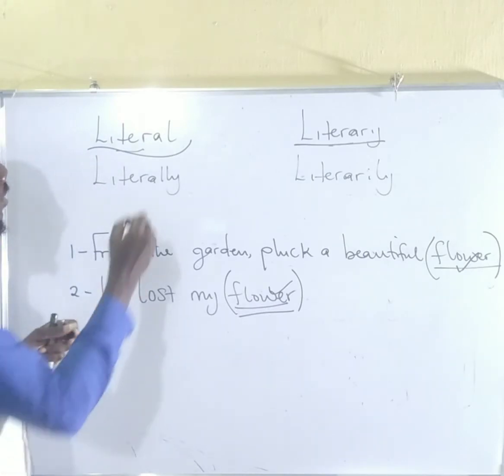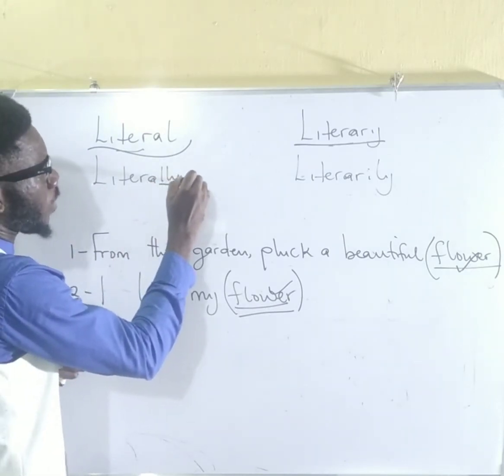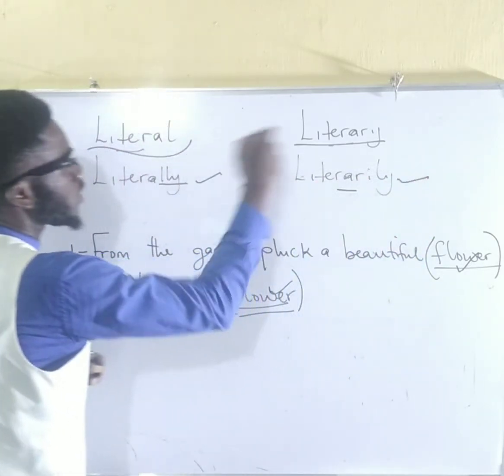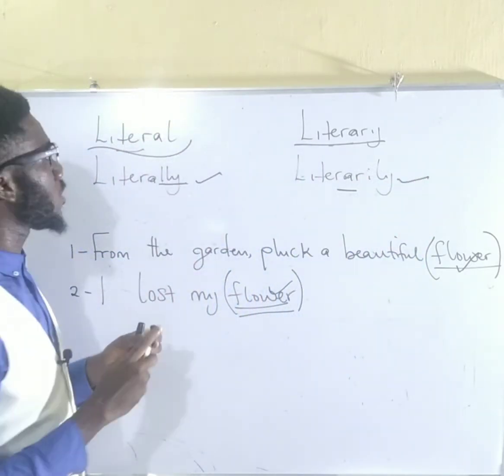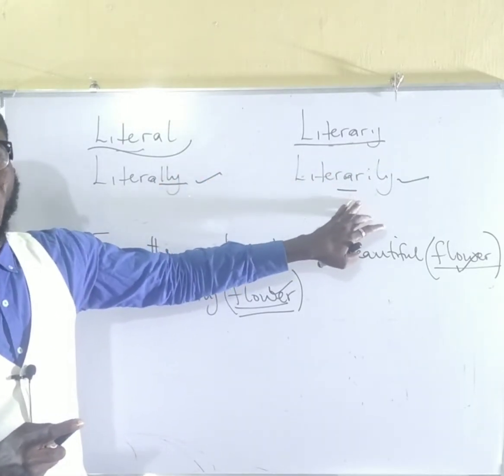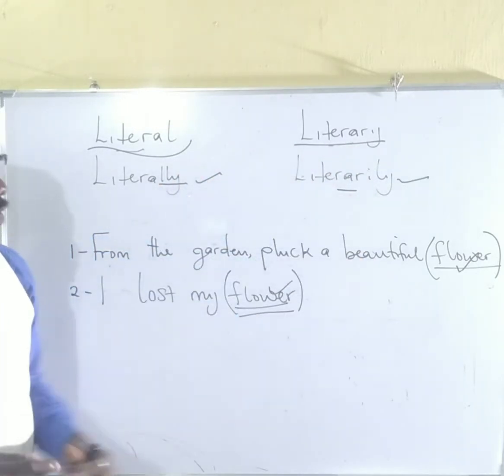And when you talk about the situation where you have double L and Y, these are just the adverbial forms. These ones are adjectival and these ones are adverbial, but they are talking about the same thing. I believe that is understood.